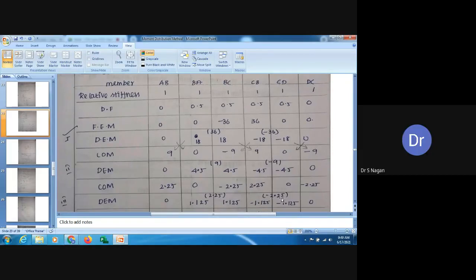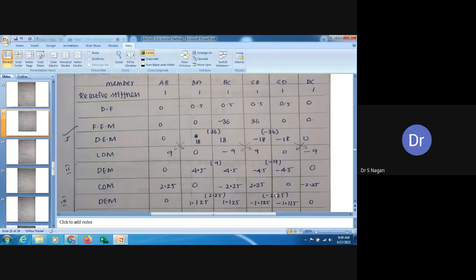Then here, what is the unbalanced moment? Unbalanced moment is 2.25, sir. Balancing moment is minus 2.25. Very good. So immediately after writing this balancing moment, what did I tell you about how to check?